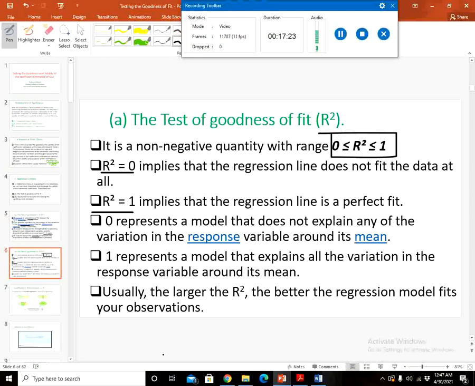There is a perfect relationship between the independent variable and dependent variable, meaning a one-to-one relationship, meaning the total variation of the dependent variable is explained by the independent variable, either a single independent variable or more than one independent variable. And 0 represents the model that doesn't explain any of the variation in the response variable, that is termed the dependent variable, around its mean. 1 represents a model that explains all the variation in the response variable around its mean. Usually the larger the R-square, the better the regression model fits your observations.